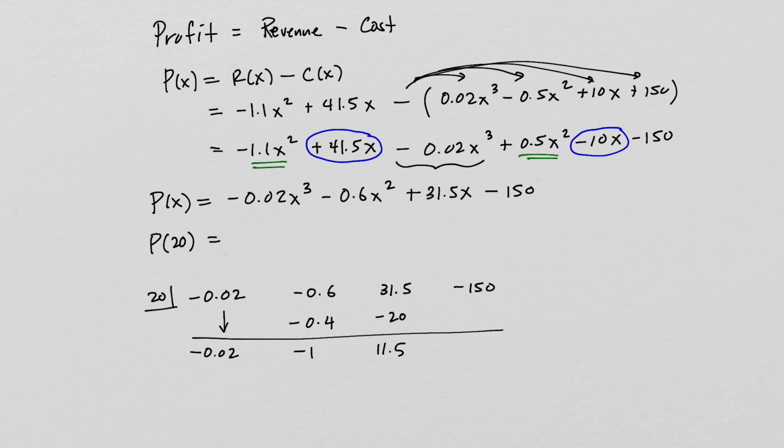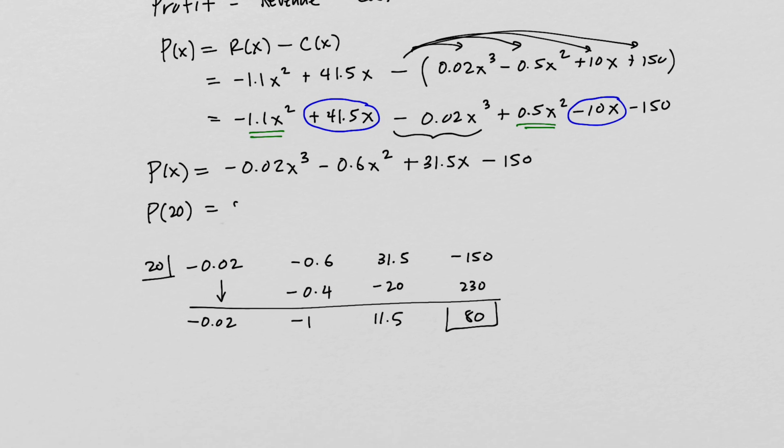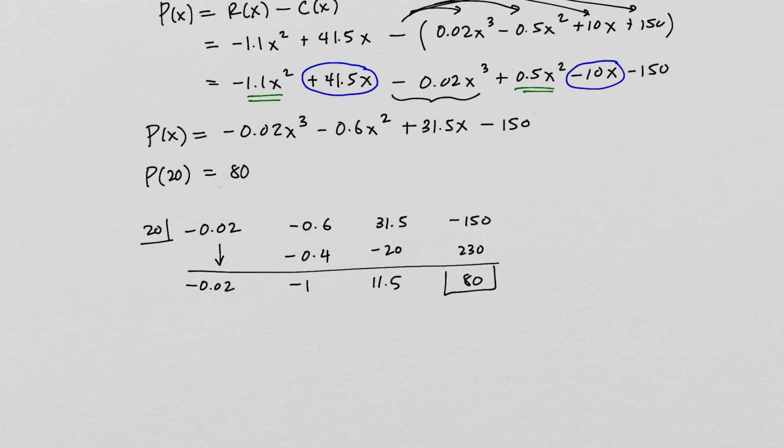And finally, 20 times 11.5 is 230. And negative 150 plus 230 is 80. So P of 20 is equal to 80. And what does that mean? Well, it means that if you sell 20 units, this is going to give us $80 of profit.